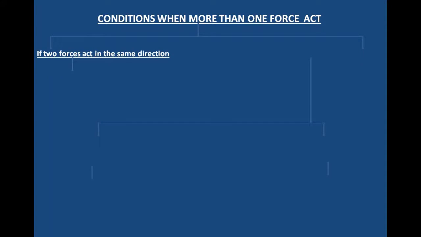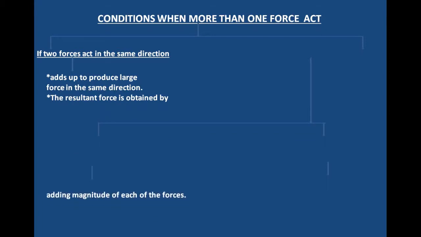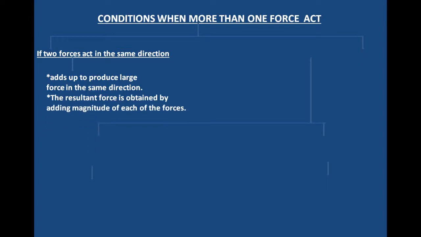When two forces are applied simultaneously on an object in the same direction, they add up to produce a larger force. In the same direction, the resultant force is obtained by adding the magnitudes of each of the forces in the same direction.